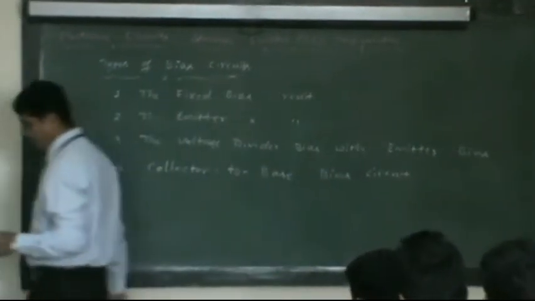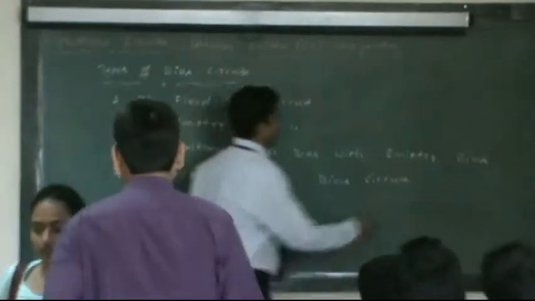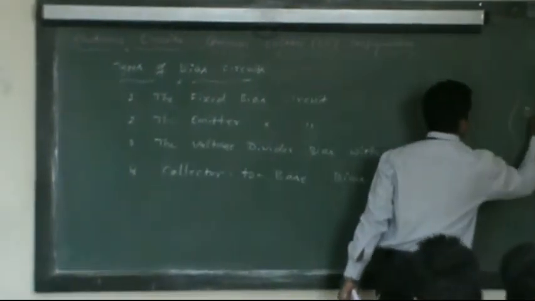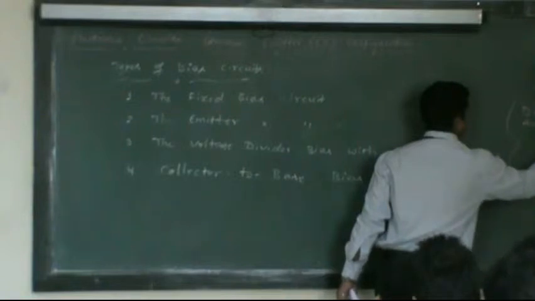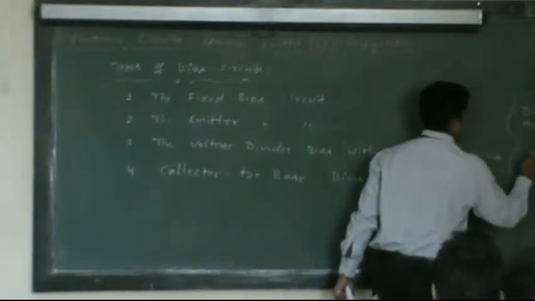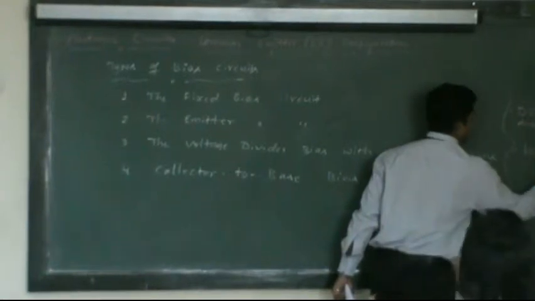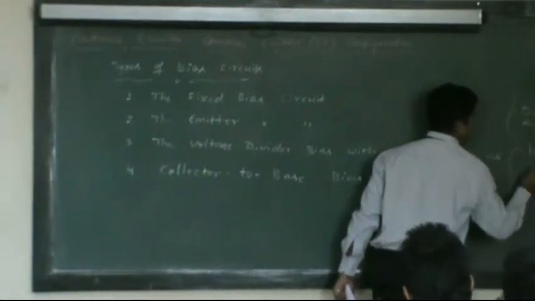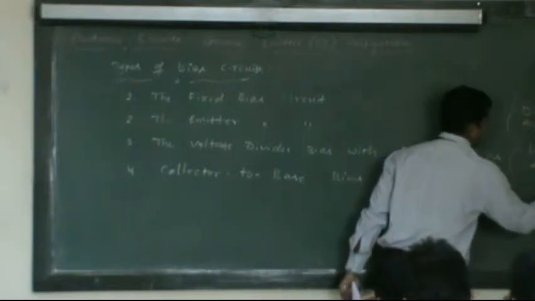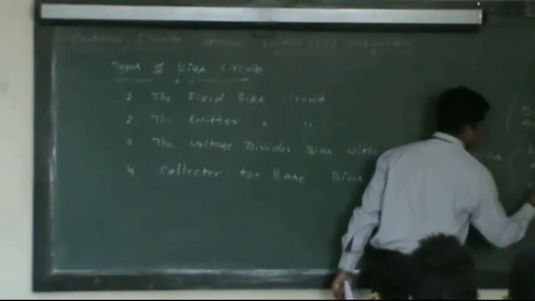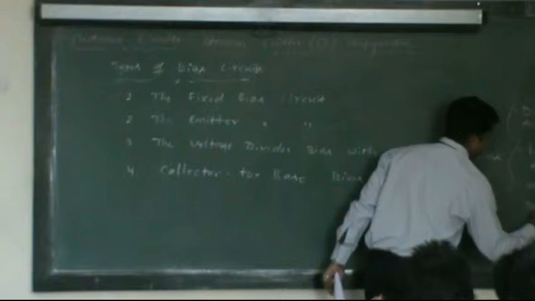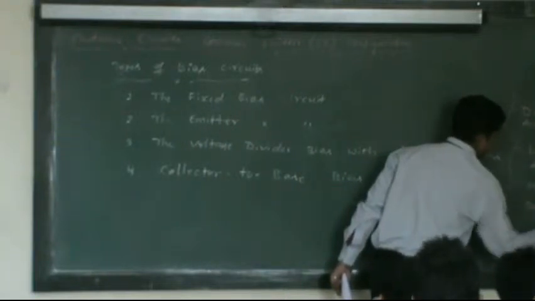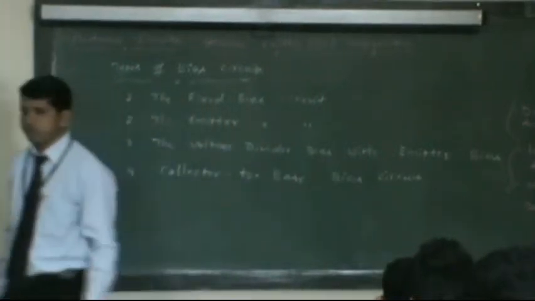In these four different types of bias circuits, we are going to cover two types of analysis. One is going to be DC analysis. Apart from that, we are going to study the AC, or what is called load line analysis. And lastly, we are going to study, in each one of these configurations, the merits and demerits of each of these types of bias circuits.